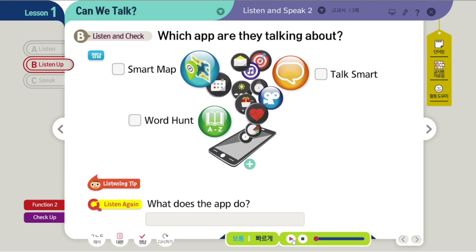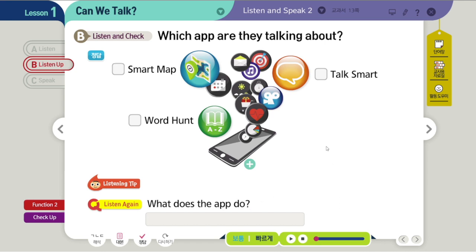Minsu, why are you so late? Oh, I'm sorry. On the way, I ran into a foreigner. Yes, and? I had to take him to the subway station. Why didn't you just tell him the directions? He didn't speak English very well. How about using the Talk Smart app next time? Talk Smart? What kind of app is it? It changes one language to another. It's really helpful. Really? I'll try it next time.